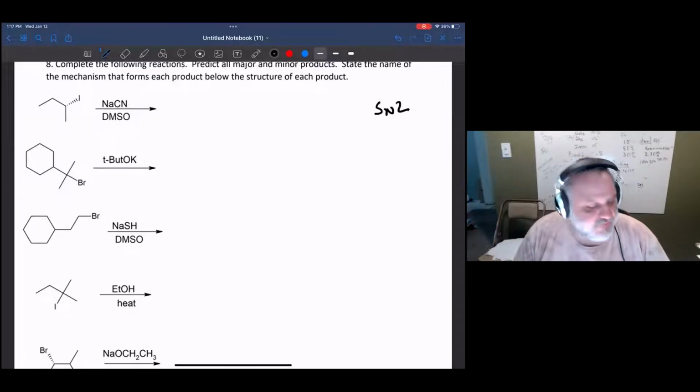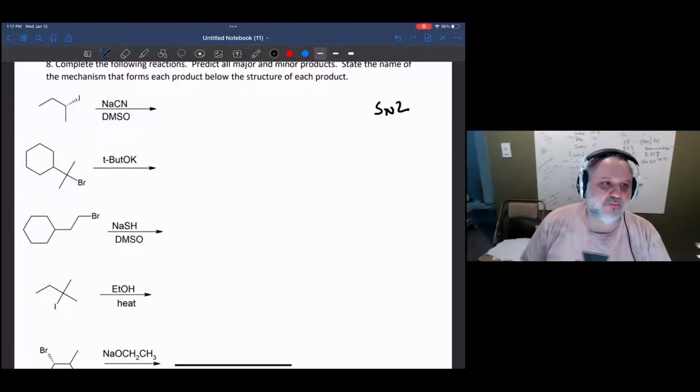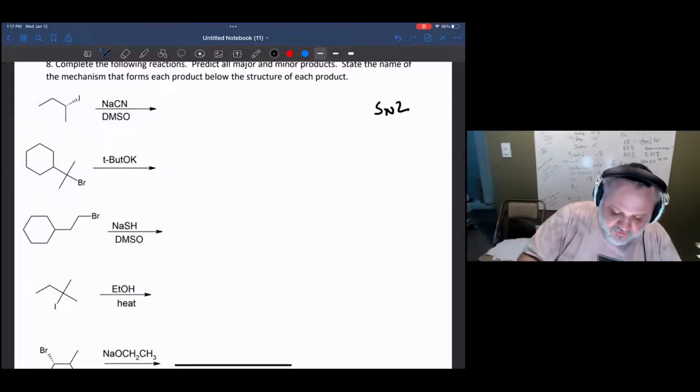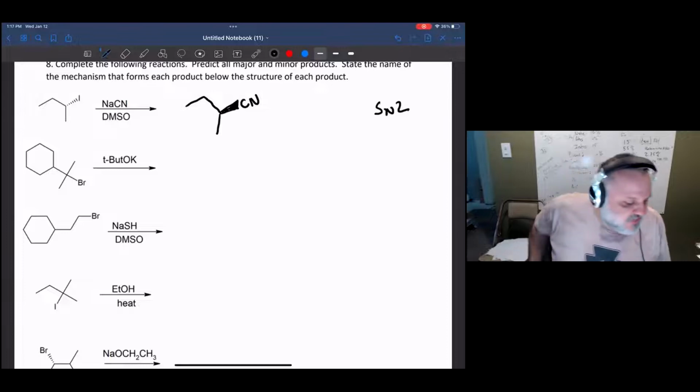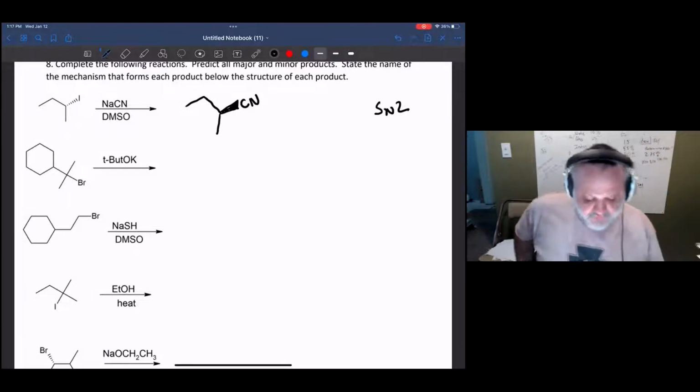So now that I've done SN2, I need to write the products. And so writing the products means I need to remember the stereochemical outcome of the reaction. And the stereochemical outcome of the reaction is that there is an inversion in stereochemistry. And so the cyanide adds, but it's now facing a different direction.